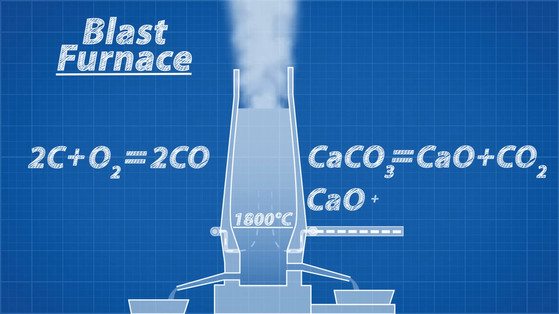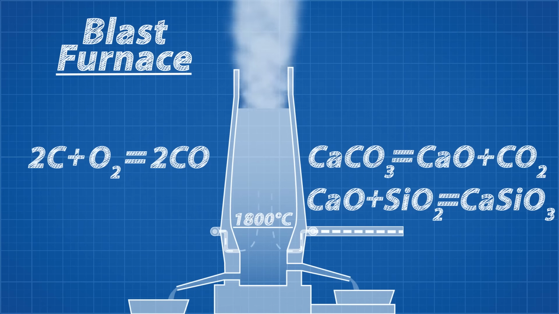The calcium oxide then reacts with the silica impurities in the ore to form calcium silicate. This, along with other impurities, forms a liquid layer of slag that floats on top of the heavy molten iron, which can be drained away, while the heavier molten iron is tapped lower down. This method allowed vast quantities of ore to be converted to iron quickly, but it has a drawback.